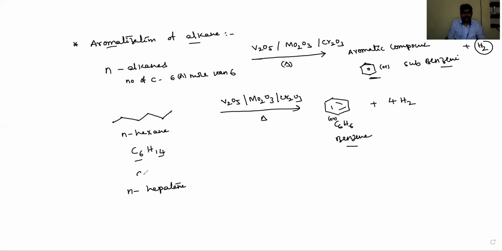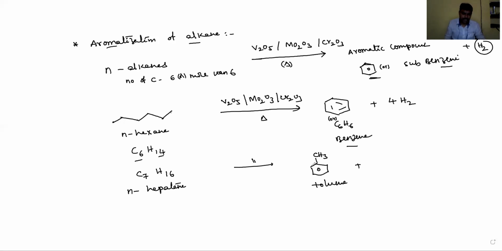In the same way, take n-heptane. n-Heptane means C7H16. The same way, we will get methyl benzene. Methyl benzene is the product. This is also called toluene, plus hydrogen.